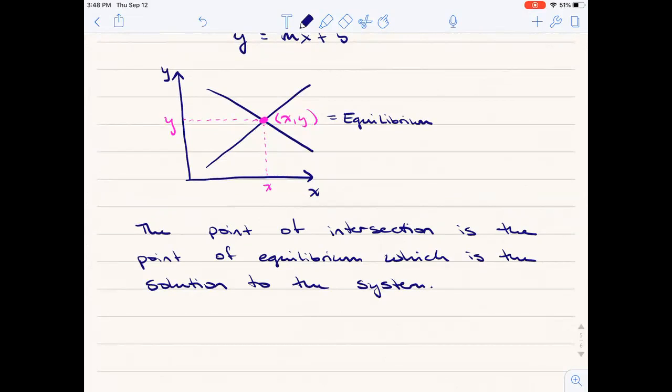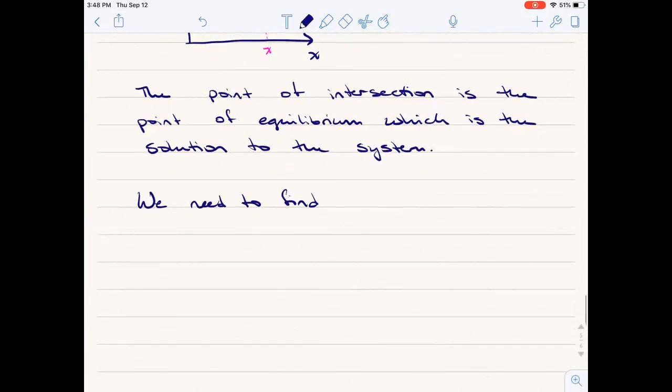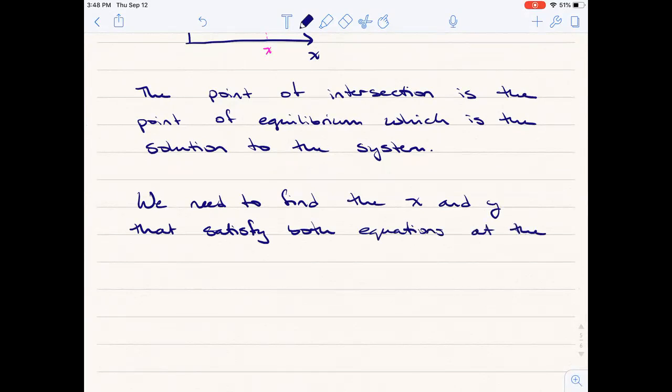So when I ask you to solve a system of equations, this is what you're doing. You're finding the point of intersection. So we need to find the X and Y that satisfy both equations at the same time.